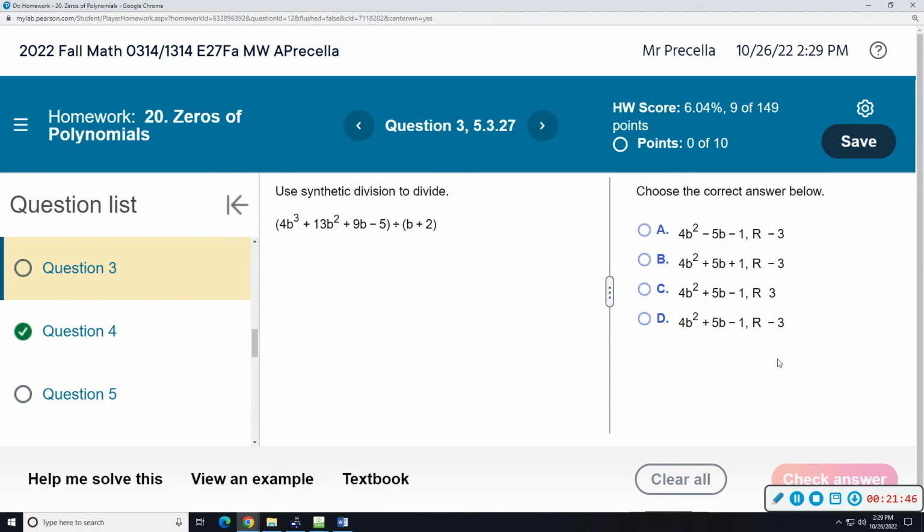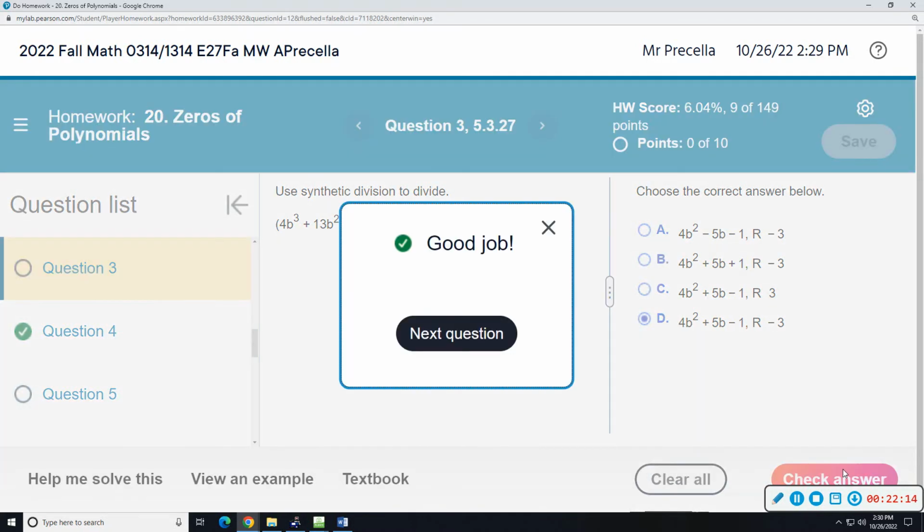Okay, which one is it? Not A. I thought it was A, but it isn't. I think it's B, isn't it? Is it B? 4b squared plus 5b? No, it isn't. Oh, wait a minute. It's C. No, it isn't. The remainder is a negative. It's D. Oh, wow. Is it D? Yeah, it's D. Oh, I was ready to jump on that B bandwagon, and I would have gotten it wrong.